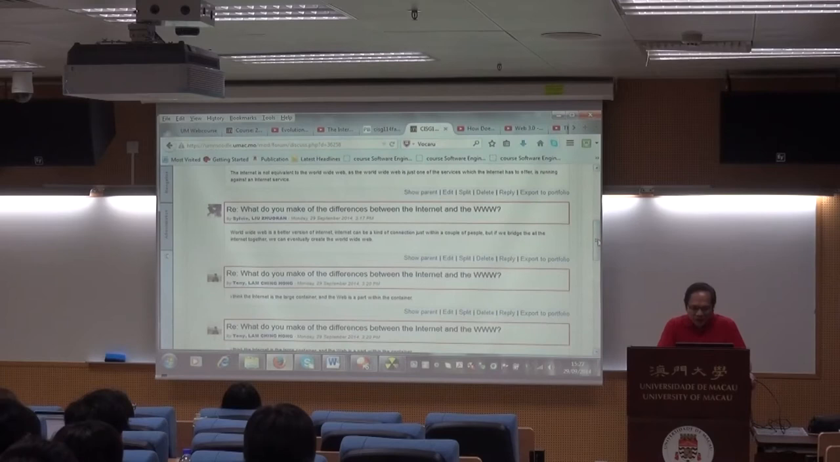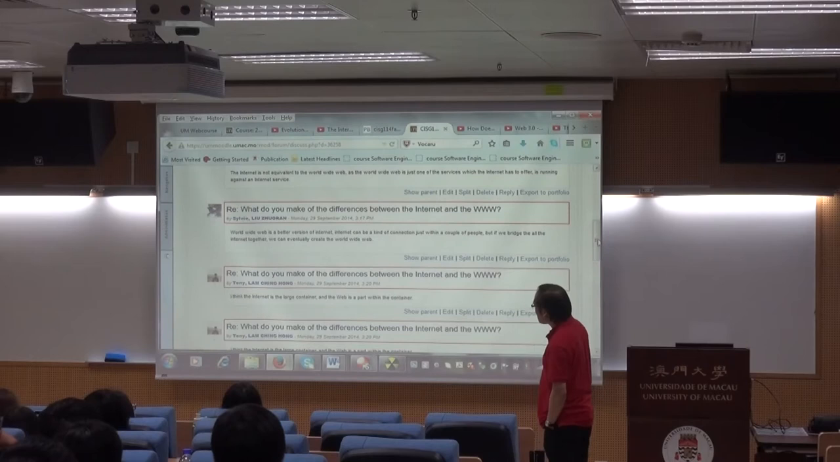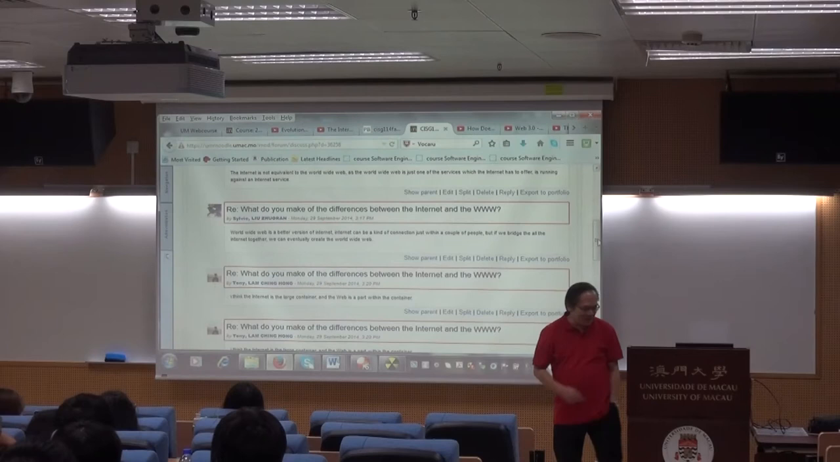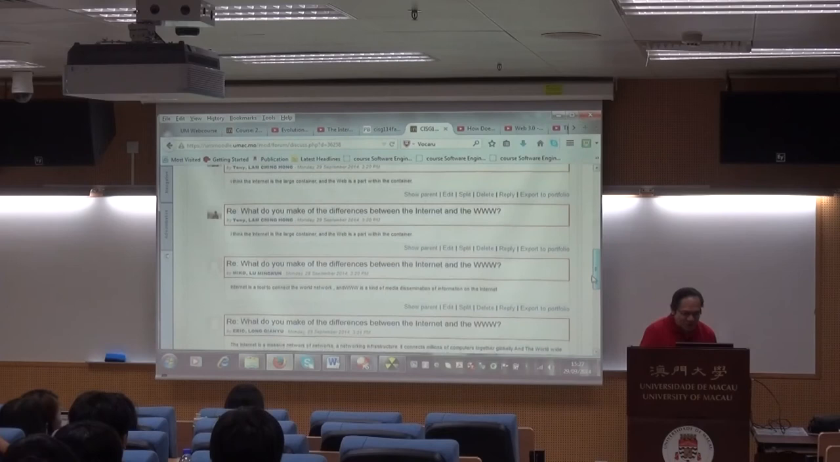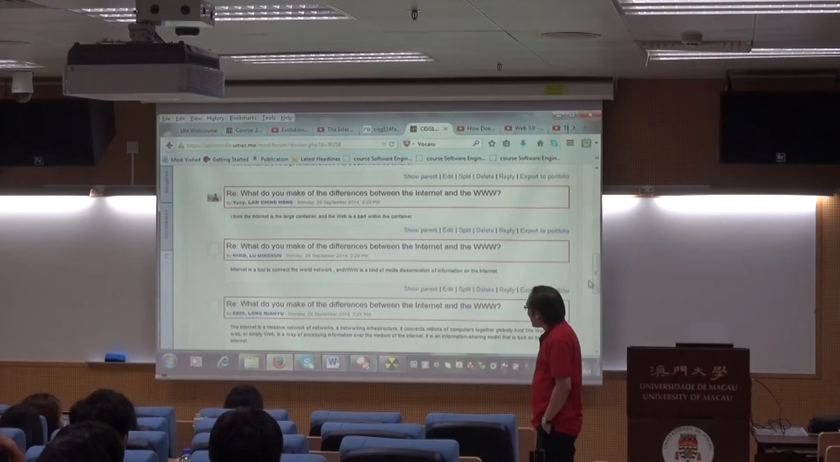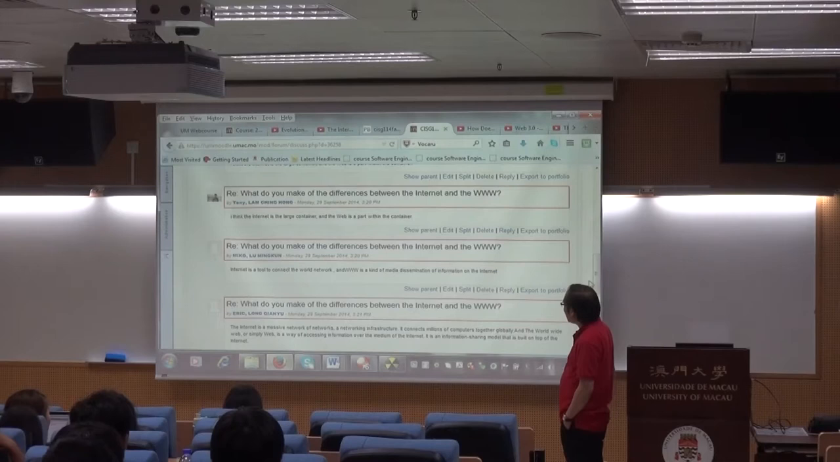So tell me. I think the internet, it's the large container. Very interesting. And the web is part of the data container. Well, this is one way to look at it. What about Tony? Same message? Okay. Miko, internet, it's a tool to connect the world network. And World Wide Web is a kind of media dissemination of information. So the internet, that's also a very good way to put things in perspective.